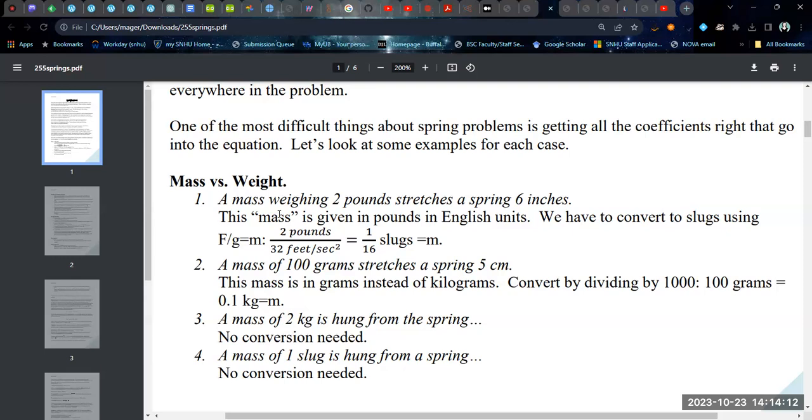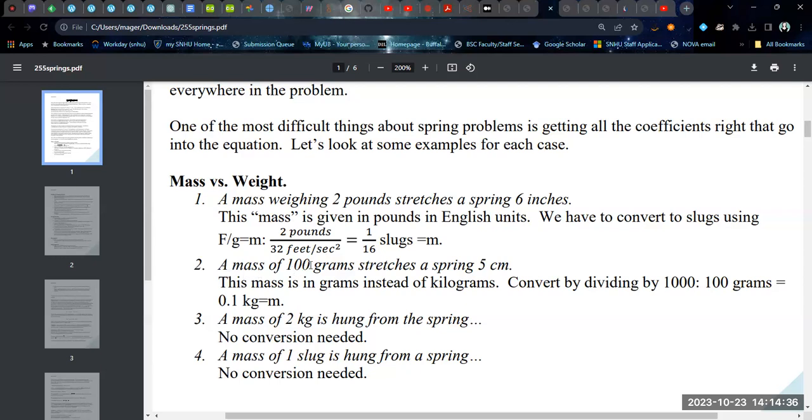So this mass is given in pounds. And so we have to convert it to the mass unit in that system by dividing by gravity. 1/16 of a slug is the mass. That is the coefficient that would go into our spring equation for mass, for the M portion.